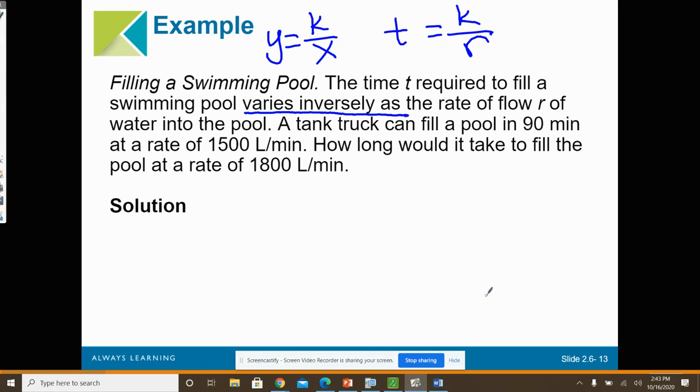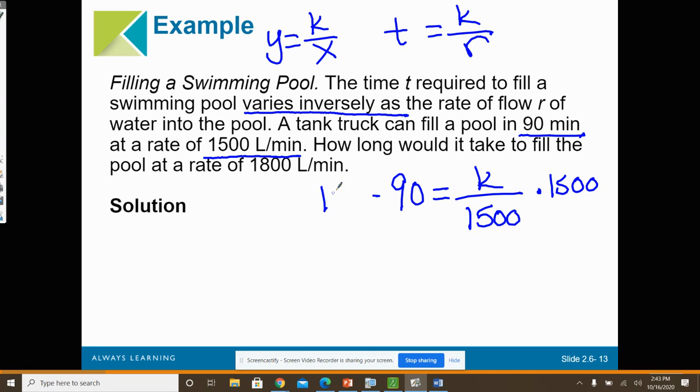Now I'm looking for a fun fact. A tank truck can fill a pool in 90 minutes at a rate of 1,500 liters per minute. T was the time in minutes, so it's 90 equals k over the rate, which is 1,500. I can find k now. Multiply both sides by 1,500.